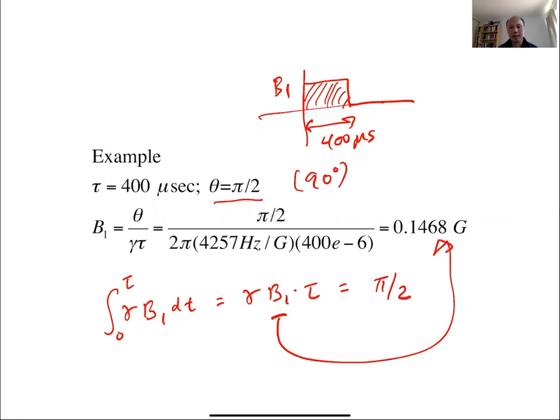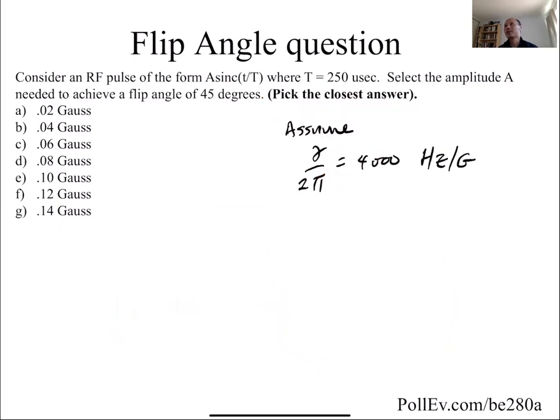So we're going to skip over this in the interest of time. Maybe we'll come to it later or assign it as a homework assignment. But this is a slightly more complicated one where the RF pulse has the form of a sinc. Okay, so you need to know what the area of a sinc is to figure that out. So we will either assign this as a homework or visit this in an upcoming lecture.